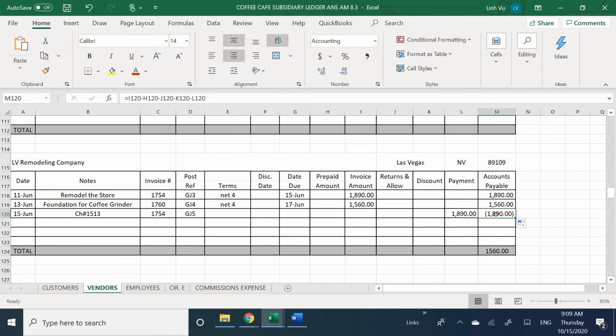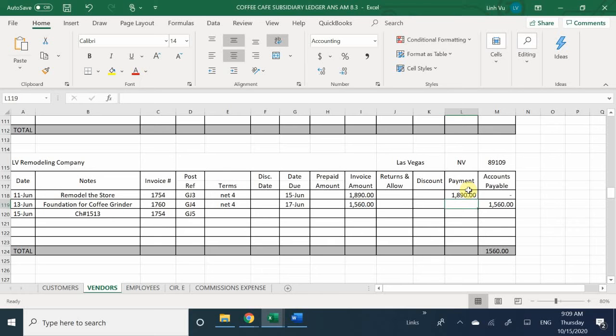Now what you could do instead of creating a new line item is place it in the first item right here by making the payment for 1890, and that will eliminate your accounts payable. But then we have to put the check number there. Exactly. That's why I think it's best to create a new line underneath, so you can put your check number.